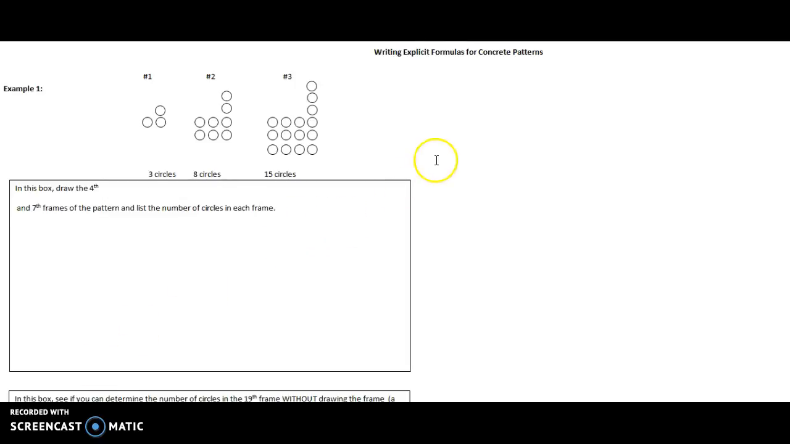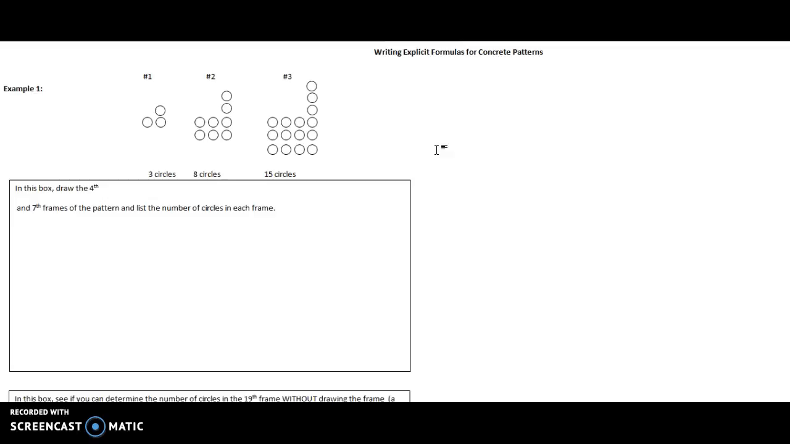Hey students, we are going to work on concrete patterns and writing explicit formulas. I really suggest that you print out the note sheets to go along with this screencast because I think that's going to really make a difference when you have to do these problems on your own. I also encourage you to have already looked at the information regarding recursion and explicit formulas because that will make this a lot easier.